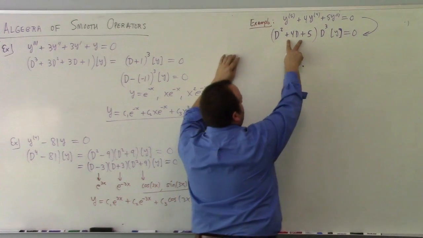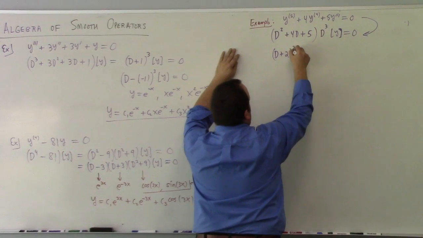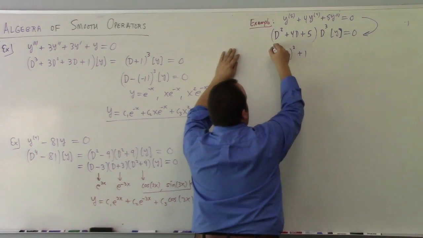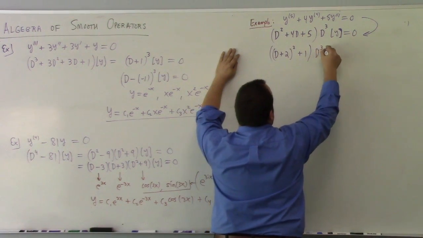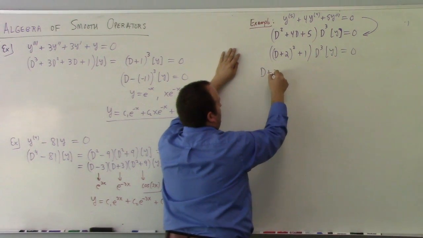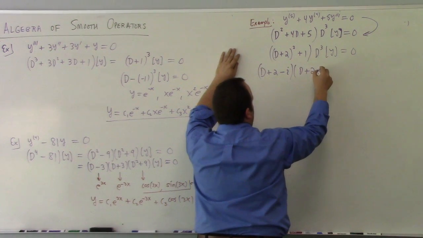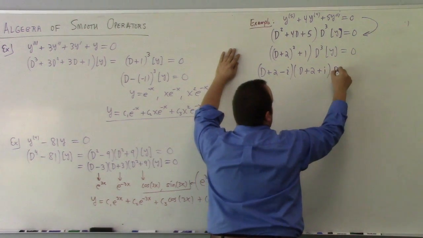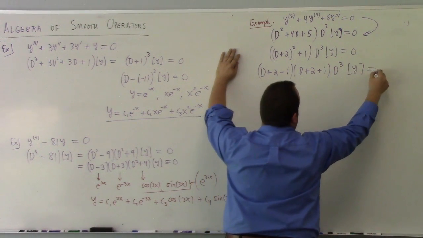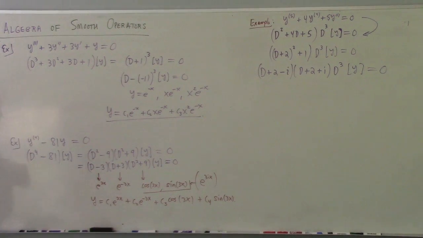All right, so this is D plus 2 quantity squared plus 1. And just to show you, that's D plus 2 minus i, D plus 2 plus i. So generically speaking, if you complete the square and you're left with something squared plus something, it's irreducible, and it factors like this.